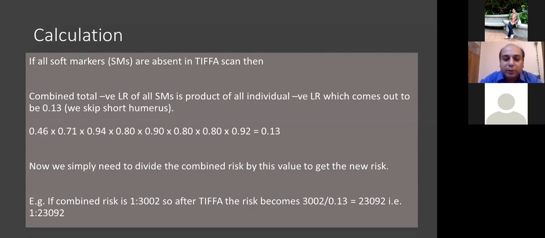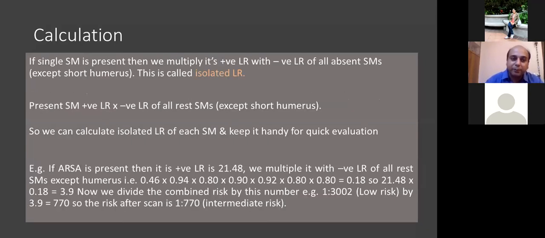This simple thing will help us to calculate the risk in 60 to 70% of the cases, just by remembering 0.13 when all the soft markers are absent. We will do some examples so it will make things a bit easy.